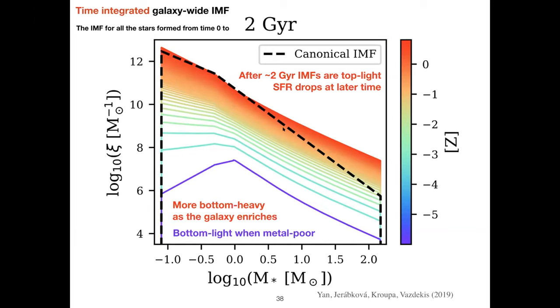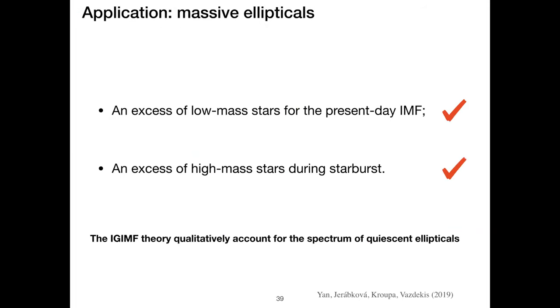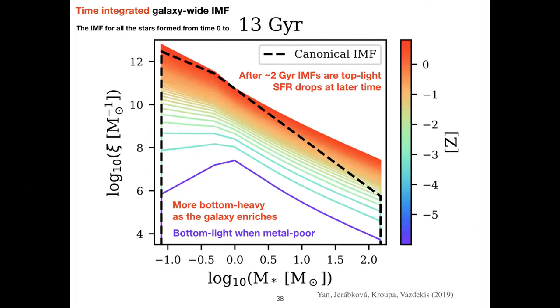The star formation rate is decreasing, so you stop forming massive stars, and now you only form low mass stars. So this is a time integrated galaxy-wide IMF. At a certain giga year, you see that the MF is bottom heavy with an excess of low mass stars. And for the high mass stars, of course, you cannot observe them at the present day because they have a short lifetime. You can only observe stars below about one solar mass. But when the galaxy forms, they do have an excess of massive stars.